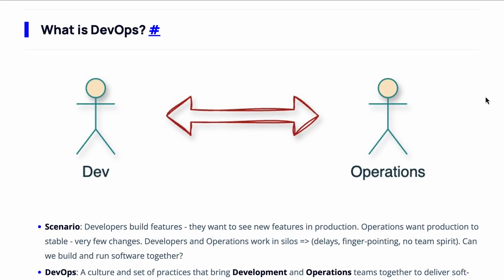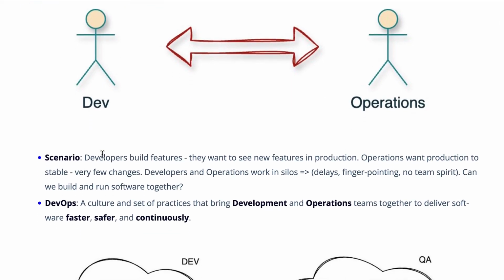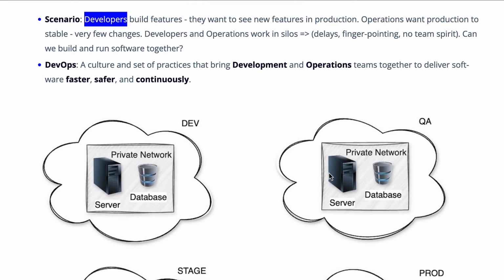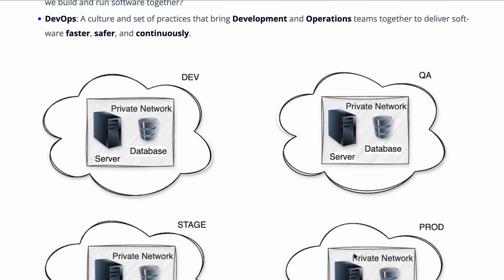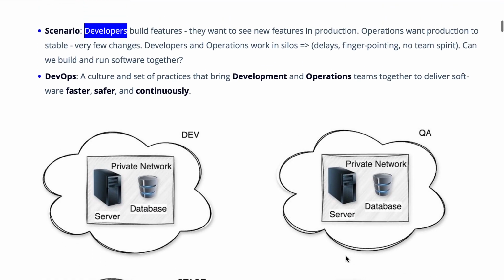Whenever we talk about a software project, you have a number of teams. You have developers, you have business analysts, you have operations team, and each of these teams have their own goals. Developers want to build features. They want to see the new features live in production. What does operations team want? Operations team want production to be stable. They don't want any production problems. They want very few changes in production.